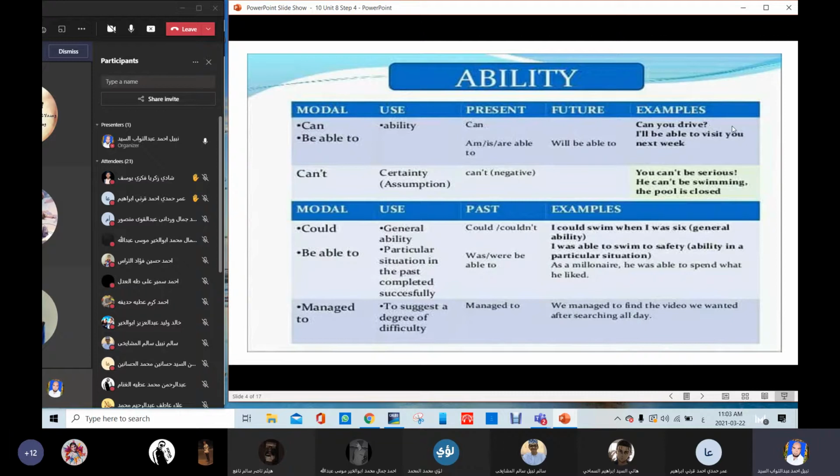Can you drive? Yes, I can. No, I can't. So negative can, can't, or cannot. I'll be able to visit you next week. We use be able to in different tenses. In the present, we can say am able to, is able to, are able to, according to the pronouns, or will be able to in the future. As we mentioned, I will be able to visit you next week.